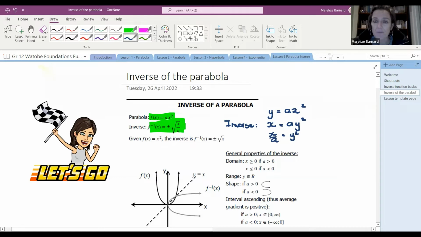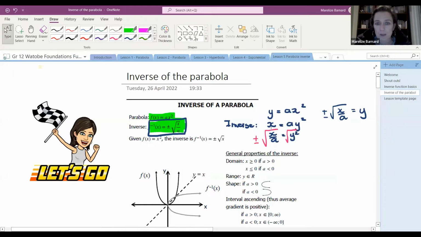So we need to still get y by itself, and because it's y squared, we are going to take a square root on both sides. And because we're taking a square root, we have to do the plus and the minus. Okay, so we end up with plus minus. And that's where this comes from. That's how we get the inverse of the parabola.